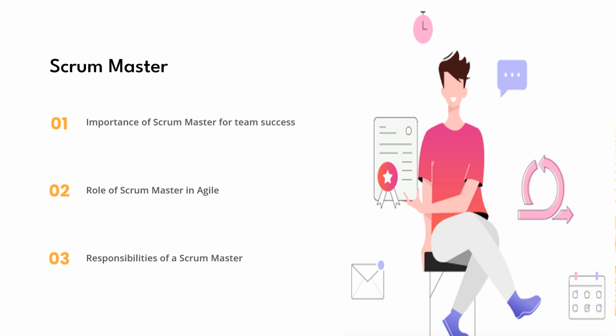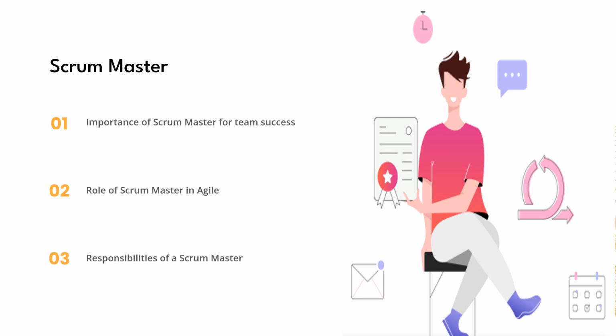Key points to understand. 1. Servant leadership. The Scrum Master serves the team, helping them understand and adhere to the Scrum principles and practices. They focus on enabling the team's success rather than exerting authority. 2. Facilitator. The Scrum Master facilitates key Agile ceremonies, such as daily stand-up meetings, sprint planning, sprint reviews, and sprint retrospectives. They ensure these meetings are effective, productive, and aligned with Agile principles.